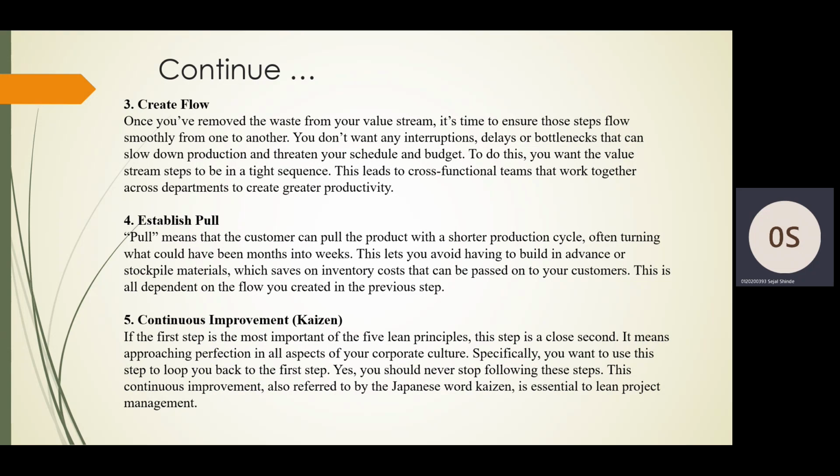The fifth one is continuous improvement. If the first step is the most important of the five lean principles, this step is a close second. It means approaching perfection in all aspects of your corporate culture. Specifically, you want to use this step to loop you back to the first step. Yes, you should never stop following these steps. This continuous improvement, also referred to by the Japanese word kaizen, is essential to lean project management.